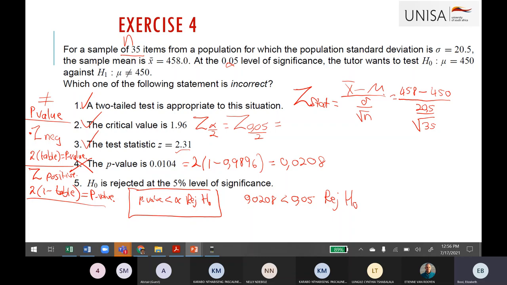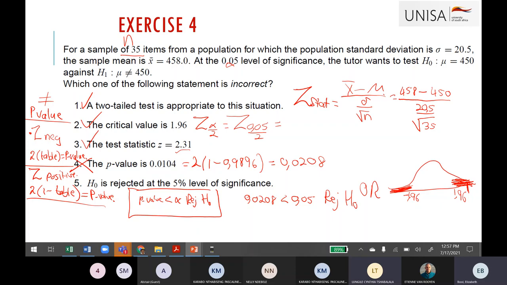We can use that, or we can use the critical value and the test statistic. Because it's a two tail, we have two regions of rejection. One is -1.96 and one is 1.96. Our test statistic is 2.31, it falls somewhere there in the rejection area. So we reject the null hypothesis. So whichever one you use, you can make that same decision.